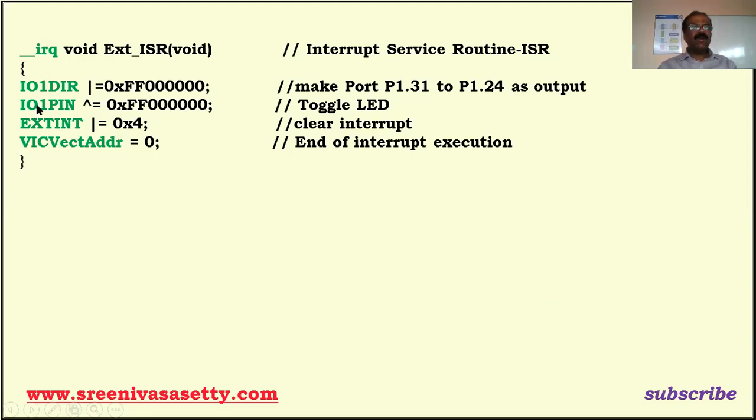Next, IO1 pin exclusive OR with this data. So what happens? It's going to create a toggle. Suppose we assume the initial content of the IO pin is 0000. So what data do we have here? FF, which means 1111. I will just explain. Suppose initially we have 000. Let it be 000; that is the initial content of your IO pin.